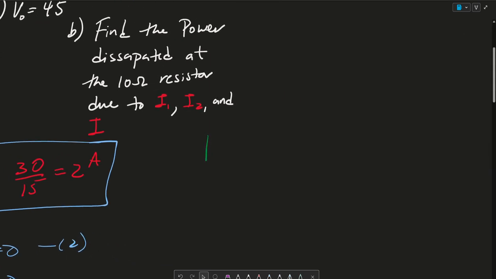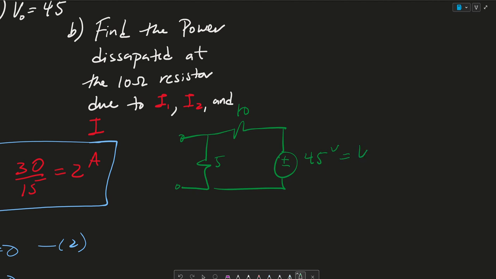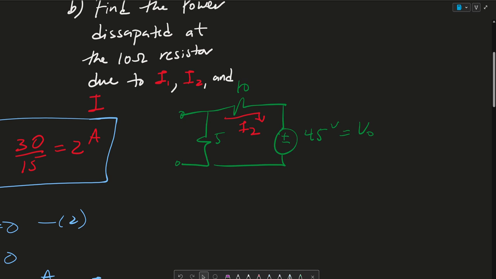Let me get some room here. Let's open circuit on this end. There's a resistor. This is 10. This is 5. This is the voltage source. And we consider this current now I2. And essentially, we can see that this current I2 flows into the whole circuit.